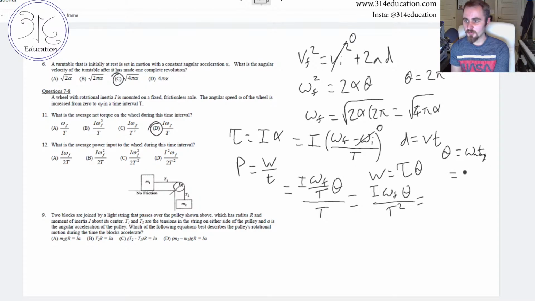But that is just equal to omega final minus omega initial over 2. And that is 0, so it's omega final over 2. So plugging these all in, we get I omega final squared times t over 2t squared. So we cancel out one of the t's, and so we have option B as our choice.